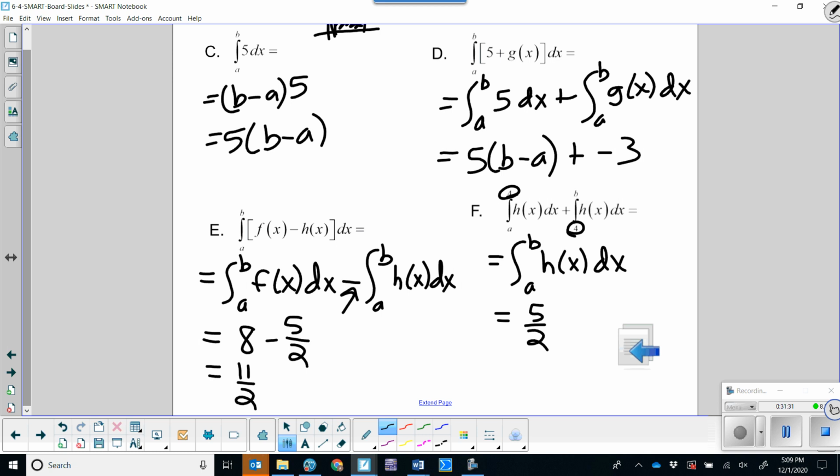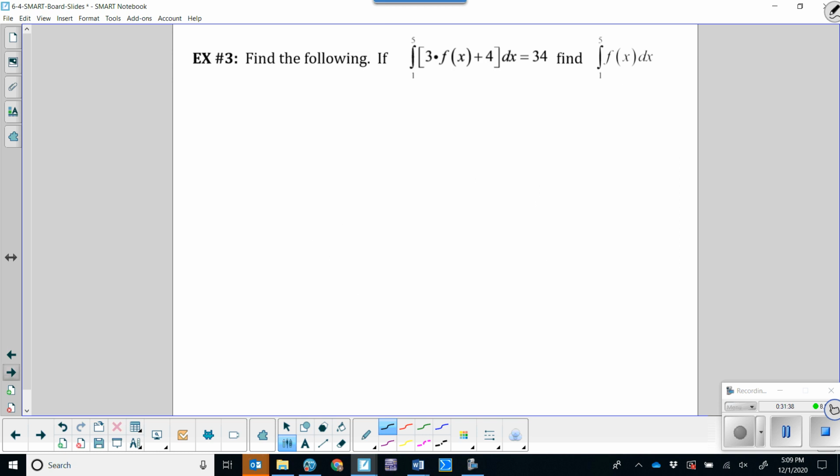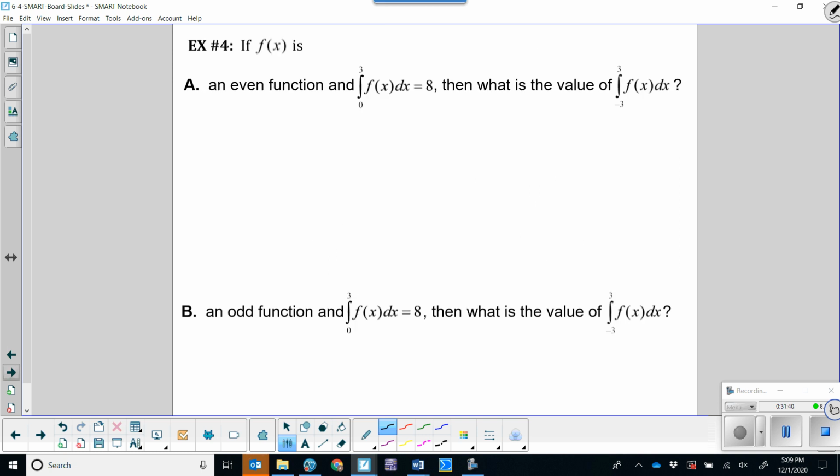When you do your homework, you're going to have a few problems like that that you need to work on. So I'm not going to do this next example. You can do that if you want. I want to look at even and odd real quick, and then that's all we're going to do today. And then we'll talk about those regions in class as a way to go over what we've done.